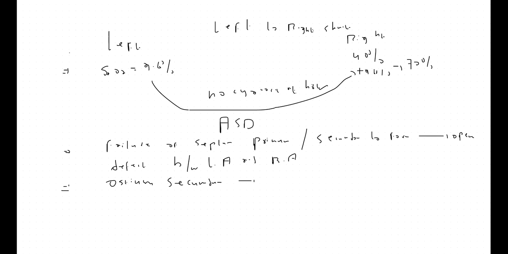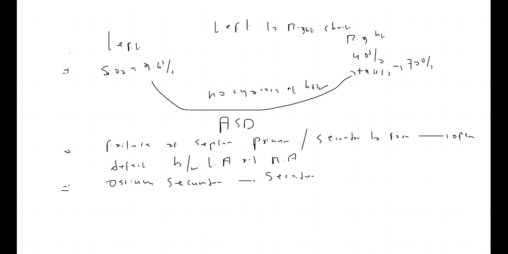Primum. No? Secundum to form. Septum secundum to form. Because you guys know that ostium secundum is actually what? Ostium secundum is a cavity created because of the necrosis of the septum primum.